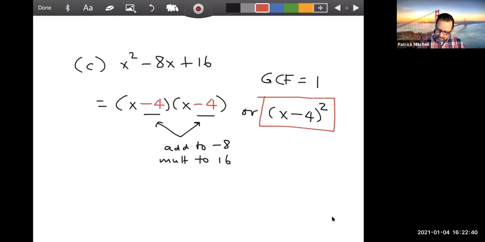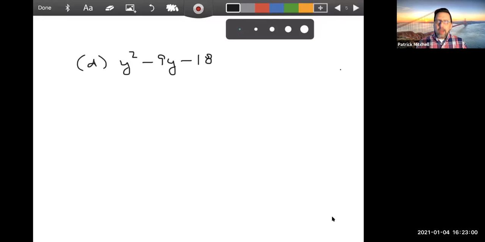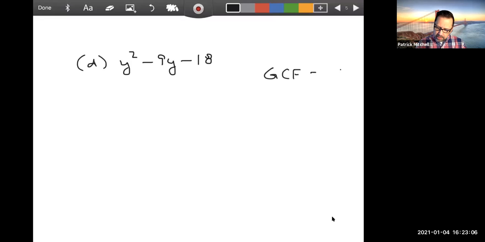All right, let's see. I think we're about halfway through our example. So the next one is y squared minus 9y minus 18. This might be a good time to remind you: please, please, please, at any time, feel free to pause the video, try the example yourself, and then come back and compare notes. Okay. All right. Once again, the GCF is 1. Those three terms do not have anything in common.